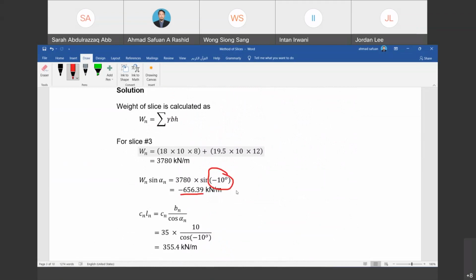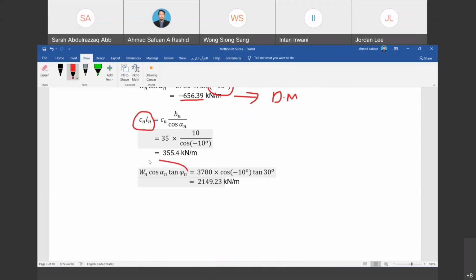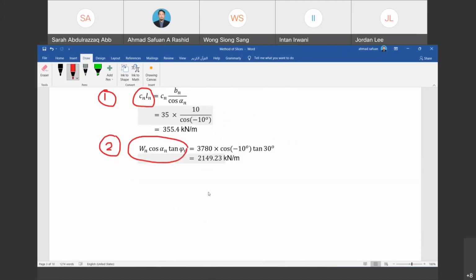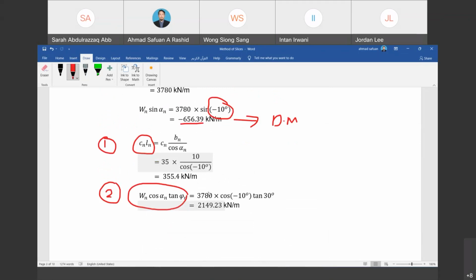For example, Dr. Kamaluddin solved the driving moment, and then he solved the sub-equation for the resisting moment. So CB over cos alpha, then he obtained 355.4. Then he solved the other sub-equation for the resisting moment, which is equal to 2149.23. So that is for slice number 3.